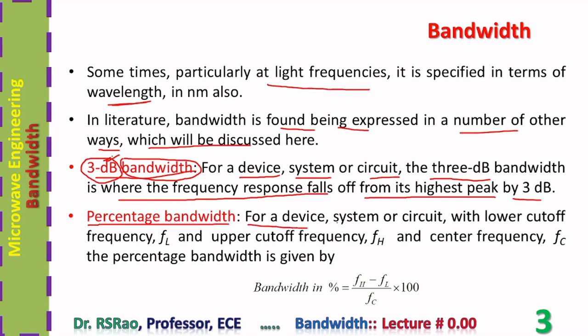For a device or a system or a circuit with lower cutoff frequency FL, upper cutoff frequency FH, center frequency FS, the percentage band. Most of the time for devices and components, bandwidth is specified as percentage band. By definition, percentage bandwidth is (FH minus FL) by FS into 100.